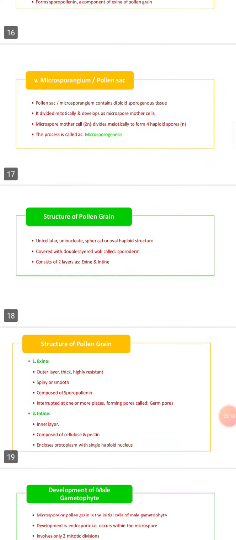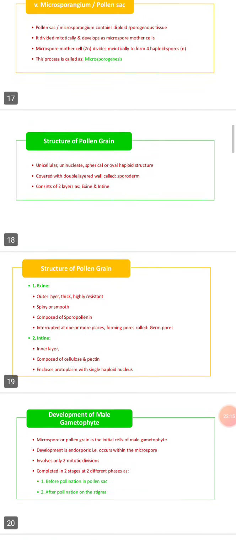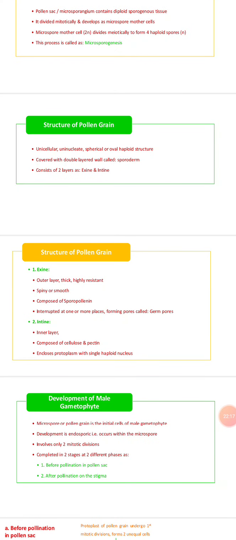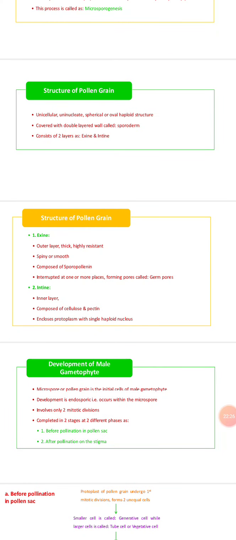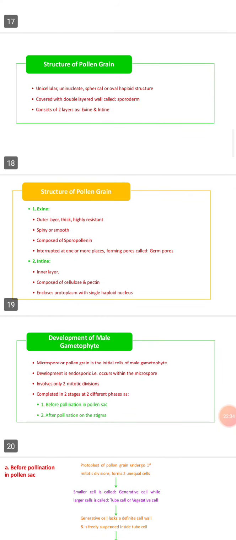Then the structure of the pollen grain. The pollen grain is unicellular initially, and then it undergoes the cell division process. The unicellular pollen grain has a dense cytoplasm. It is haploid and oval in nature. Then it is covered by a double-walled layer. We call it the sporoderm.